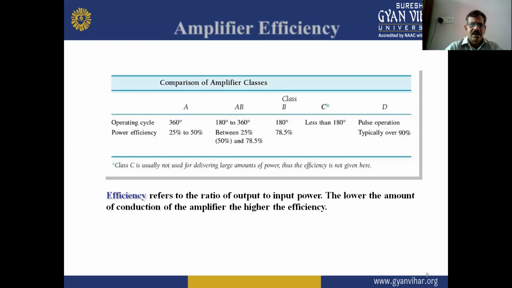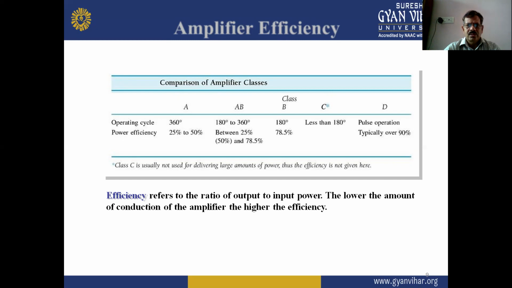And next is amplifier efficiency. What is the efficiency of power amplifiers? Here we compare the amplifier classes: class A, AB, B, C, and D. First is the operating cycle. The operating cycle for the class A amplifier is 360 degrees, for class AB it is 180 to 360 degrees, for class B it is 180 degrees, for class C it is less than 180 degrees, and for the class D amplifier it is pulse operation, typically over 90%.